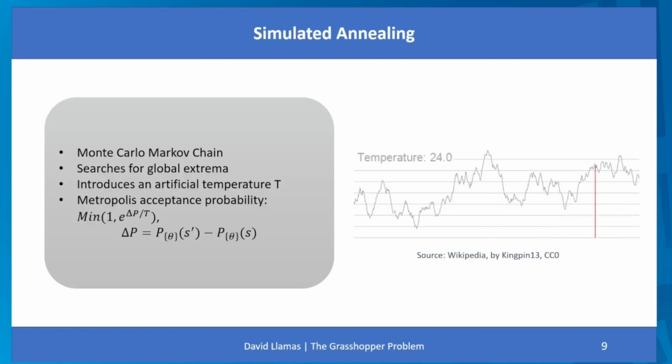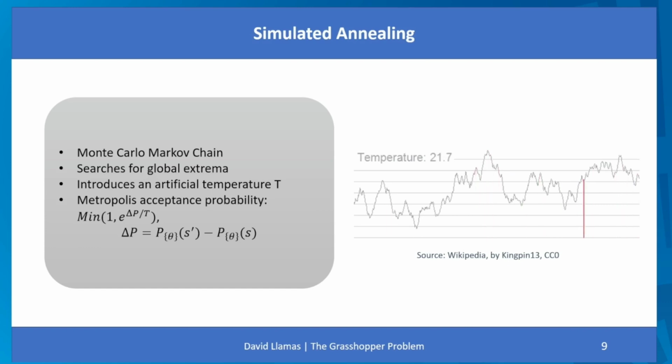From here, we can now start on actually optimizing our lawn shape. We do so by using a heuristic known as simulated annealing. This is a Markov chain Monte Carlo method, which allows us to introduce an artificial temperature T that controls how we search through this space.